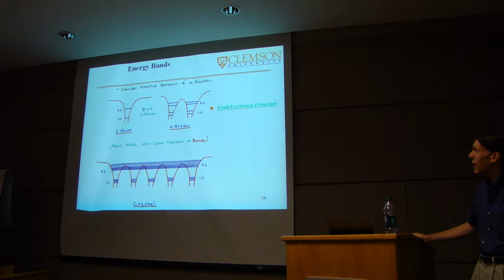What happens if I bring 2 atoms together? Well, that would seem to violate the Pauli exclusion principle because I have 2 of these. But what happens is these 2 atoms interact and these levels split. And so this is schematically what you might see. There are now 2 2s levels and 2 1s levels.